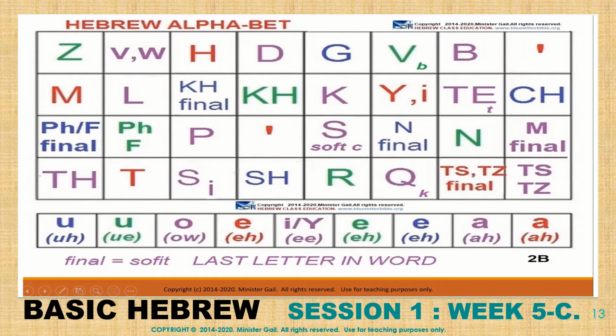Also down below here, I have the vowels listed, which was covered in the other section, and the vowels are always a short sound, the A, E, O, U. They don't have long sounds except for the I, and the Y is pronounced as an E. On the videos on YouTube for learning the letters, they will use the word sofit. It's pronounced F-E-E-T, but it's spelled S-O-F-I-T.